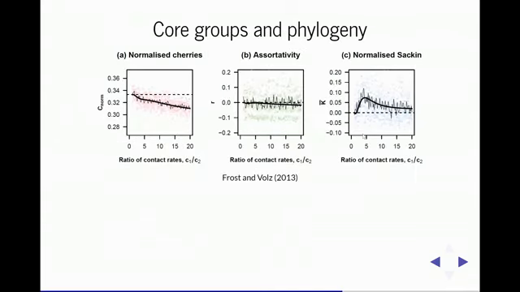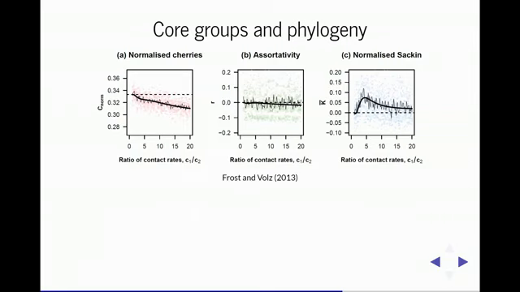So here's an example from an old paper of ours where we were looking at an SI type model, but it had a core group. So it had a small number of individuals that had a high infection rate, and then a group of individuals with a lower infection rate. And then as you change the ratio of contact rates, you start to change the phylogeny. So on the left here, a thing called cherries. These are tips that are joined to each other, as they look like a pair of cherries, and they're a measure of tree structure. And as you increase the ratio of contact rates in the core group relative to the non-core group, then this statistic starts to shift.